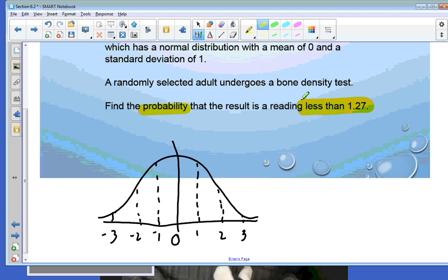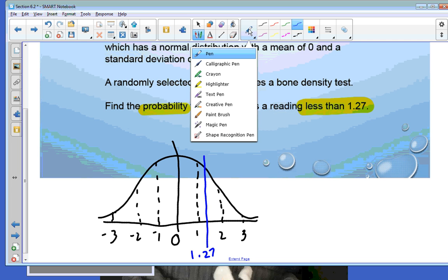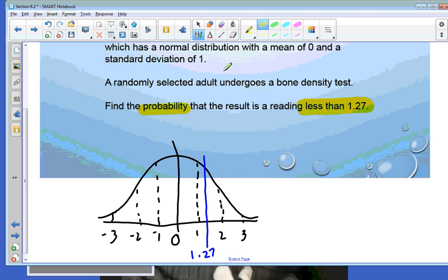So I have to think about first, where is 1.27? Well, obviously 1.27 is a positive number. So 1.27, and you're just sketching. I'm going to write it's right about there. That's my z-score. When it says I want to know the probability of having it less than 1.27, let's get that highlighter back and we're going to shade the area that we're looking for. And that's this area because that's less than 1.27.